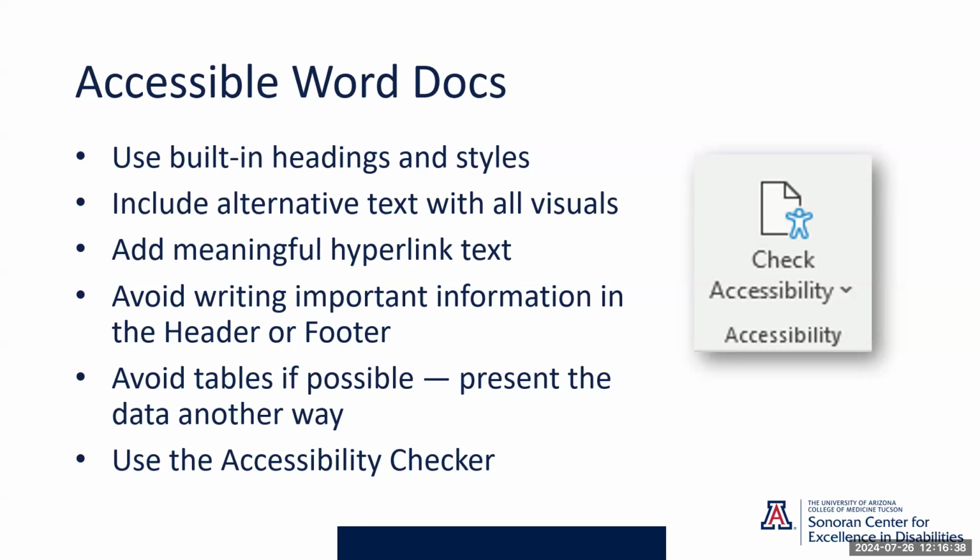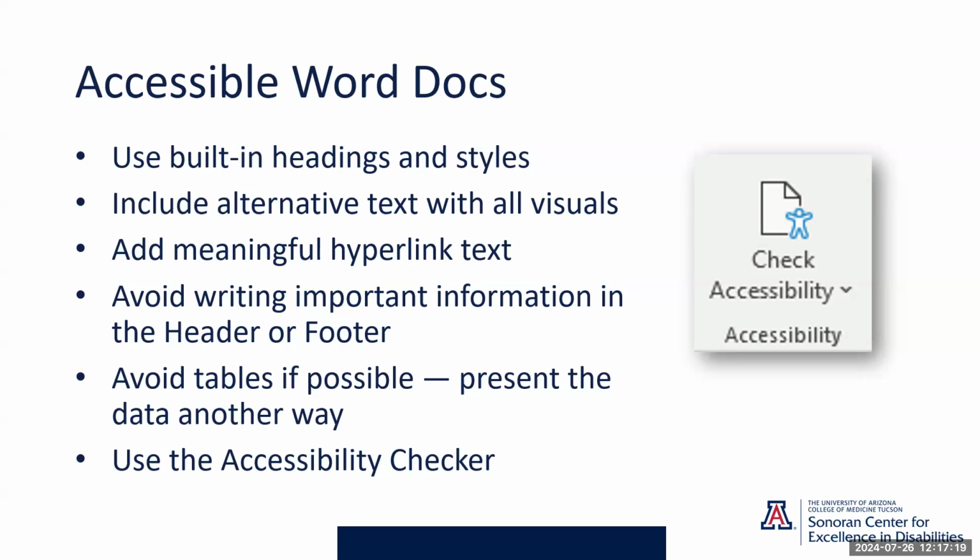You'll also want to add meaningful hyperlink text. People who use screen readers sometimes scan a list of links, so you won't want to embed a link labeled "click here" because that alone won't make sense out of context if it's just part of a long list of links. You want it to actually describe where the link is taking someone. And finally, avoid writing important information in the header or footer sections of the document. Many assistive technologies don't have access to content in the header or footer, so your information can get lost in there. And in general, avoid tables if possible and present the data in another way.